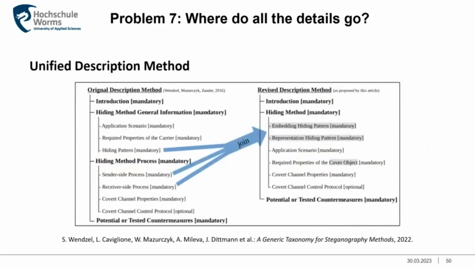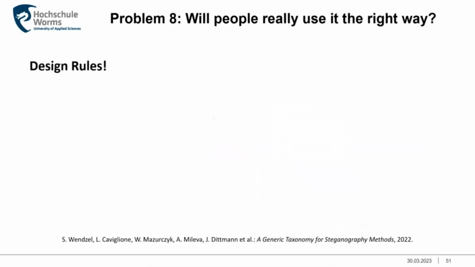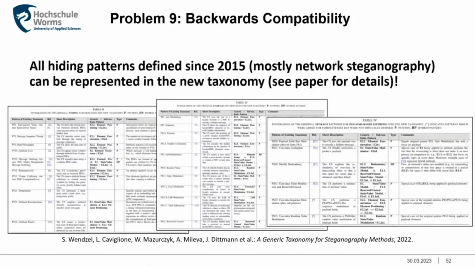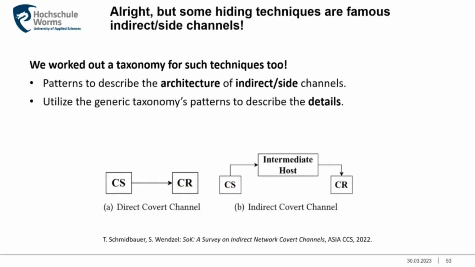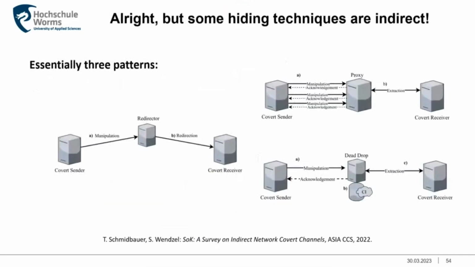Yeah, details of the description method I skip at this point. We have design rules. We made sure also that the previous taxonomy editions fit into the new one, so it's backwards compatible to everything there was. And we did this also for indirect channels and side channels. And we categorized, I don't know how many, more or less everything that was there, and found 3 patterns. This is mostly work by Tobias Schmidbauer, one of my PhD students. He's about to defend his thesis next month.